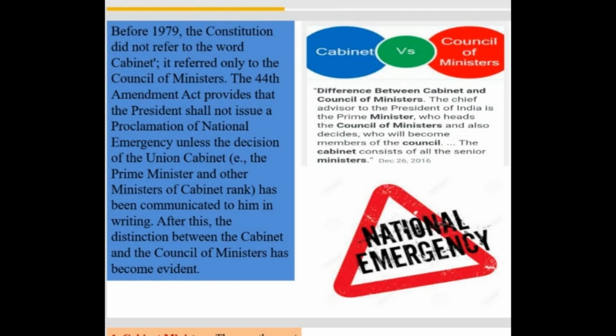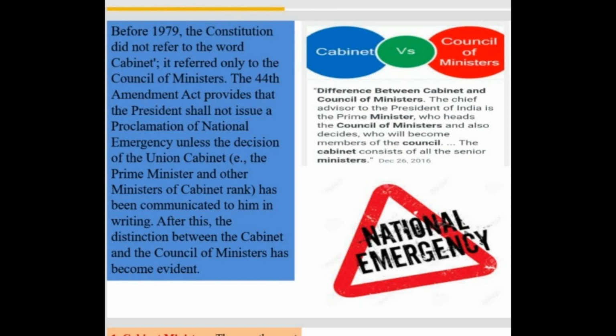brought to the Constitution in the year 1979, it clearly mentions a category within the Council of Ministers called Cabinet. So within the Council of Ministers, the 44th Amendment Act is clearly saying that there is another group of ministers called Cabinet.